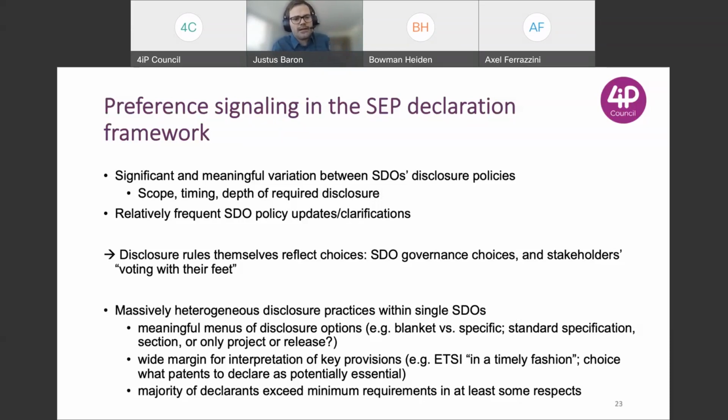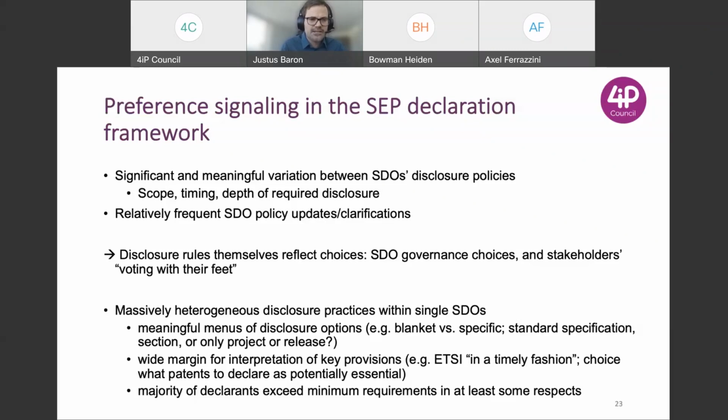But then in addition to that, and probably more significantly and more directly, the rules allow for variety and heterogeneity in companies' disclosure behavior. So almost every major SDO's disclosure policy has at least some elements of a menu. Many important SDOs, for example, offer companies a choice between blanket disclosure and specific disclosure of individual potential SEPs. In other organizations, companies have the choice, but not the obligation, to identify specific standard specifications or even a section of a standard specification to which their declared patents are potentially standard essential.